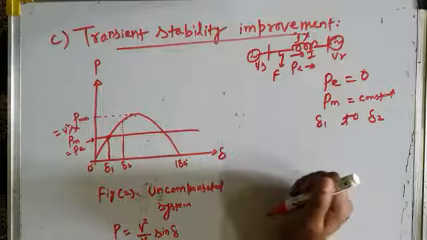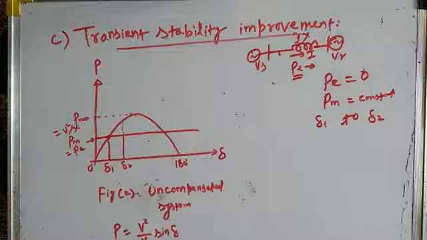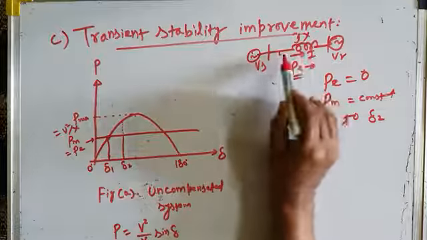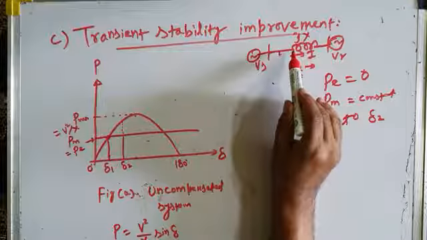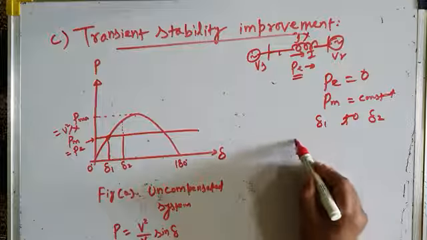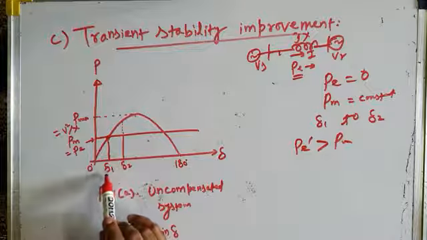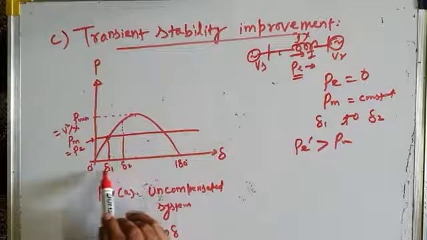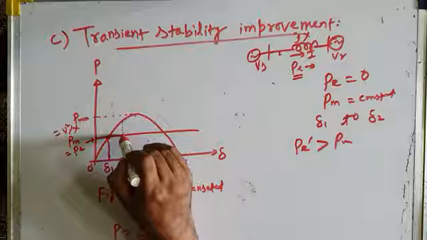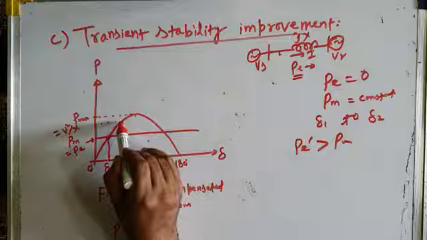And as soon as the fault is cleared, the transmission line is again reconnected and electrical output power starts flowing. Now the question is, when the transmission line is reconnected, how much electrical power will be flowing over the transmission line? It will not be PE, it will be, say, PE dash, which is greater than PM, because your machine is now not operating at delta 1, it is operating at delta 2. At delta 1 it was transferring a power of PE, and at delta 2 you can see the power transferred is this much, and the electrical power transferred is PE dash.